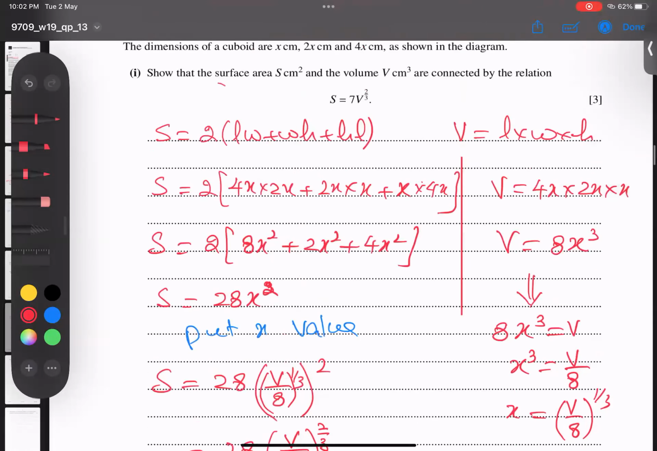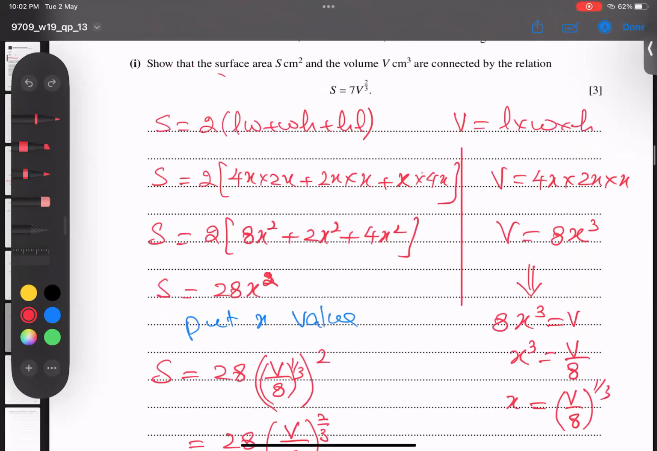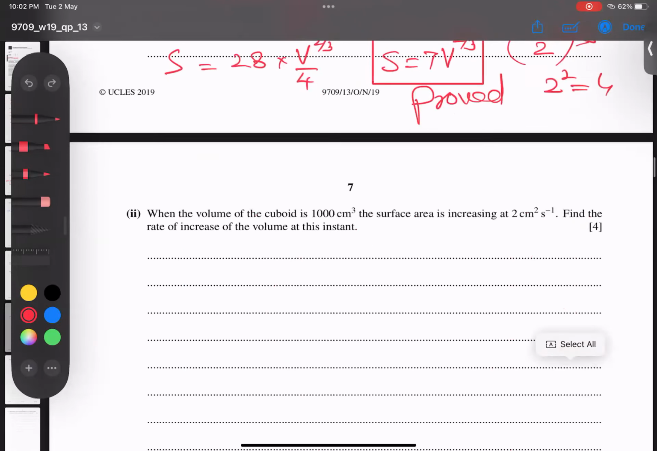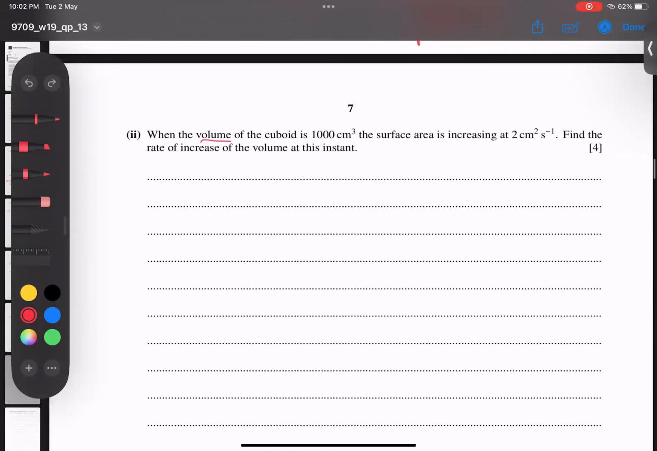So this is done. Look, S = 7V^(2/3). I hope so. This is okay. Marks for this is 3. 3 mark question. Anyway. Next question.